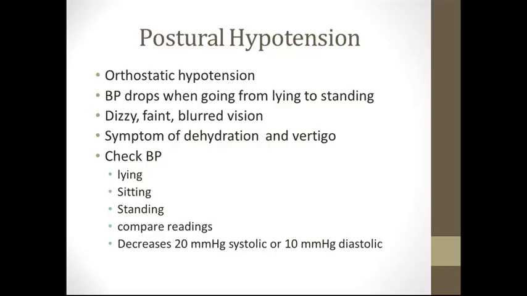We'll have the patient lie down for 5 minutes, and then we take the blood pressure. After that blood pressure is taken, we will then have the patient stand immediately, stand for 1 minute, and then we take the blood pressure again. Have them stand for another minute, and then take the blood pressure again to compare those readings. A decrease of 20 millimeters of mercury systolic or 10 millimeters of mercury diastolic is an indication of orthostatic hypotension.